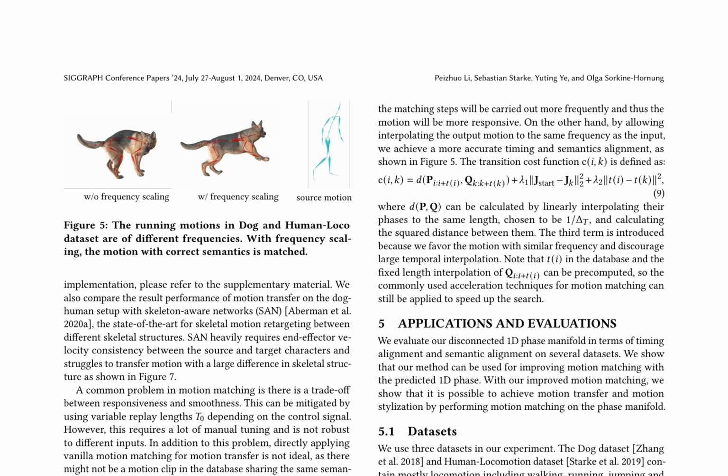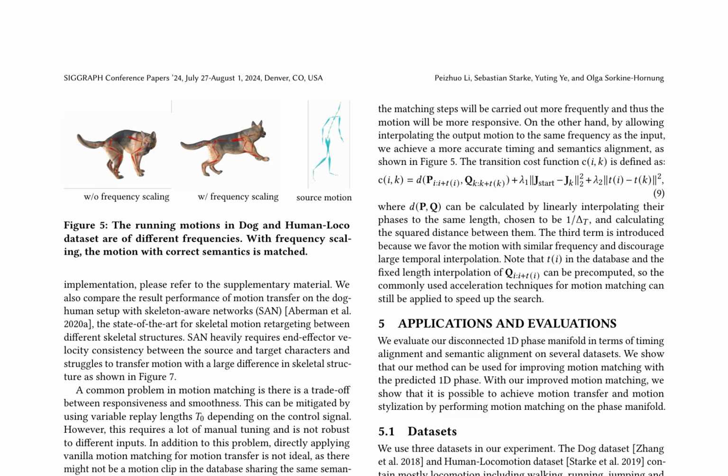The authors present a novel approach to motion transfer and stylization using a 1D phase manifold, outperforming skeleton-aware networks, SAN, in handling motions with diverse frequencies and skeletal structures. To address motions with different frequencies, they introduce frequency scaling, as shown in Figure 5. This innovation overcomes the limitations of vanilla motion matching, which can result in timing or semantics misalignment.